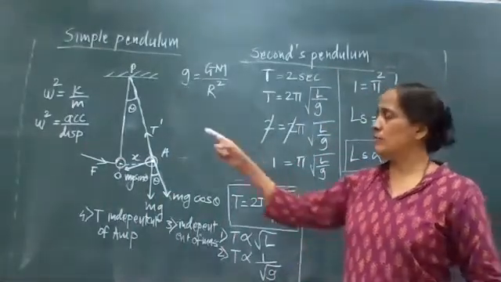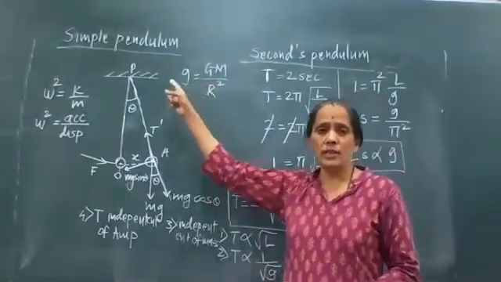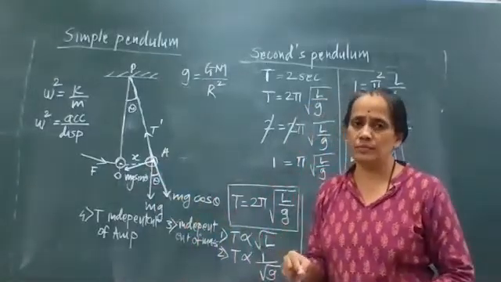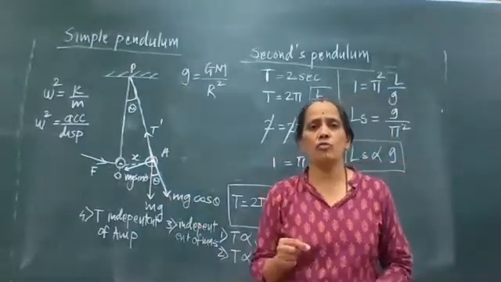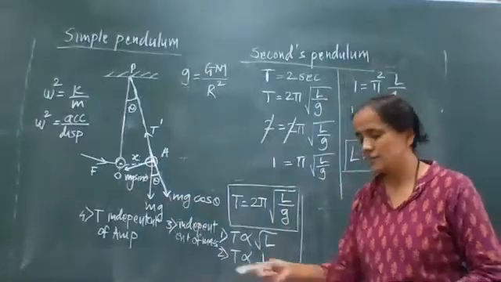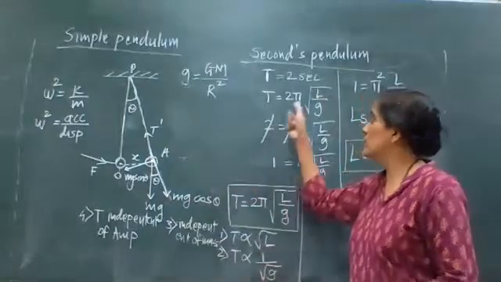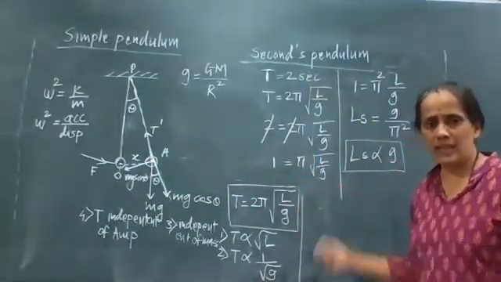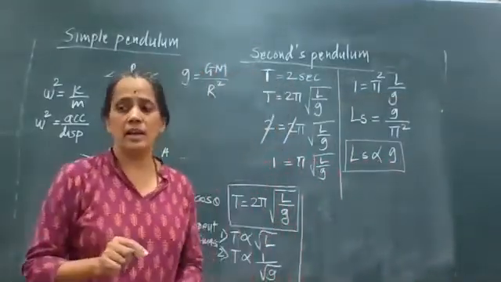Now, what type of questions will come? The very first question I have told: show that the motion of a simple pendulum is a linear simple harmonic motion. Second, derive an expression for the period of a second pendulum. Third, laws of simple pendulum. And fourth, the length of the second pendulum. And in between that, all the formulas give us very short answer and MCQ questions.